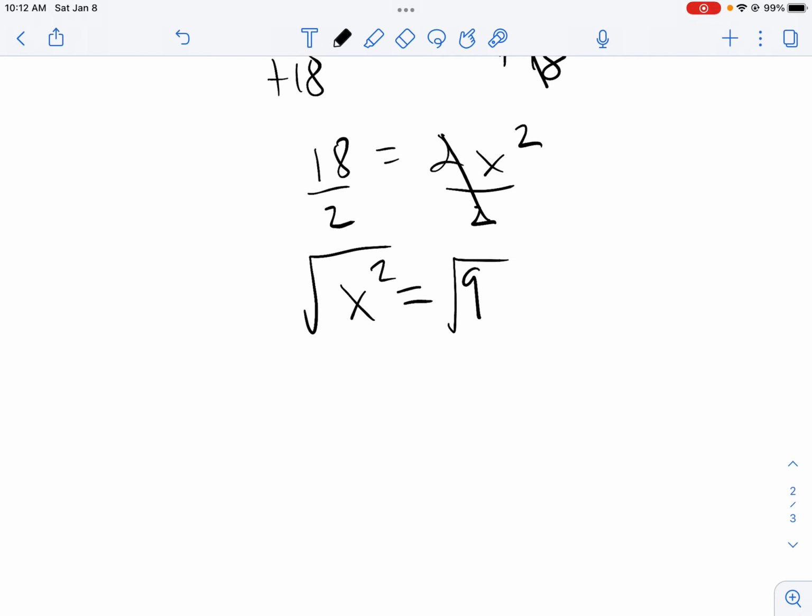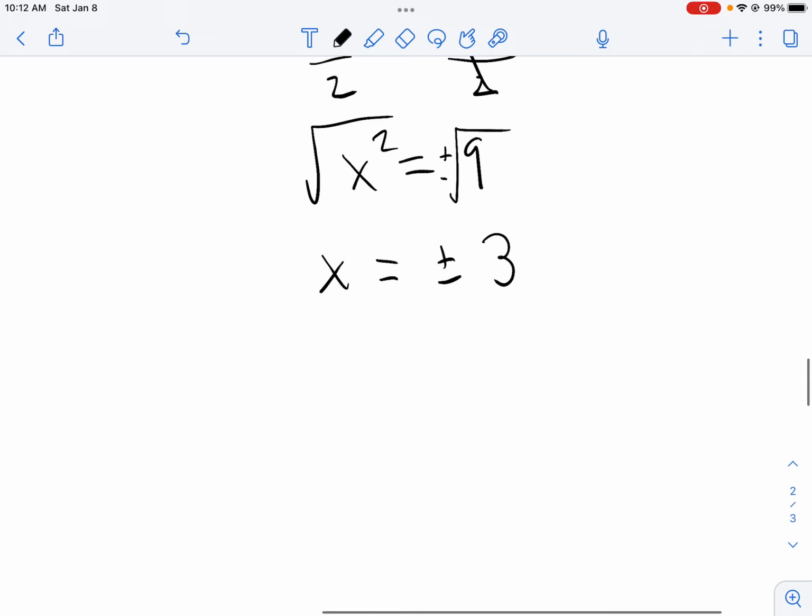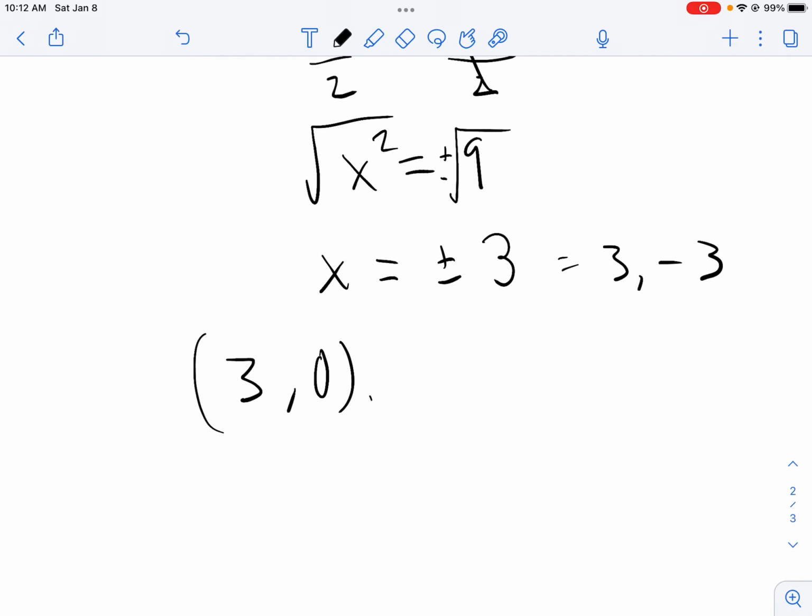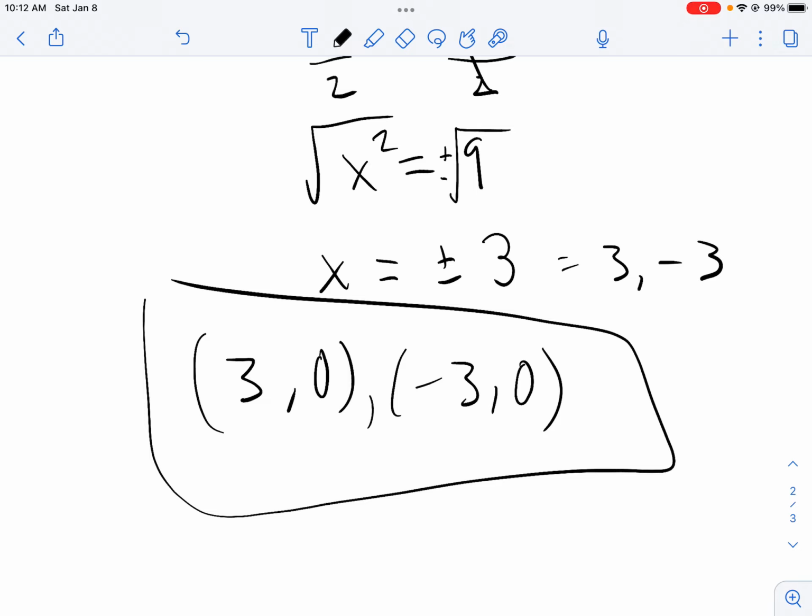Square root of both sides, remember your plus or minus. So we get x equals plus or minus, the square root of 9 is just 3. So our answers are positive 3, negative 3, which means your x-intercepts are 3 comma 0, negative 3 comma 0. Alright, that's as crazy as it gets.